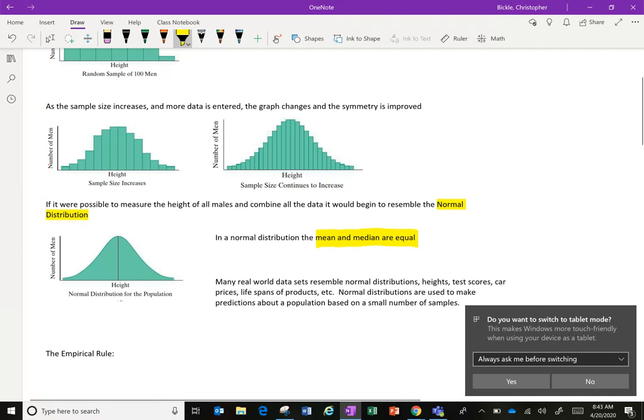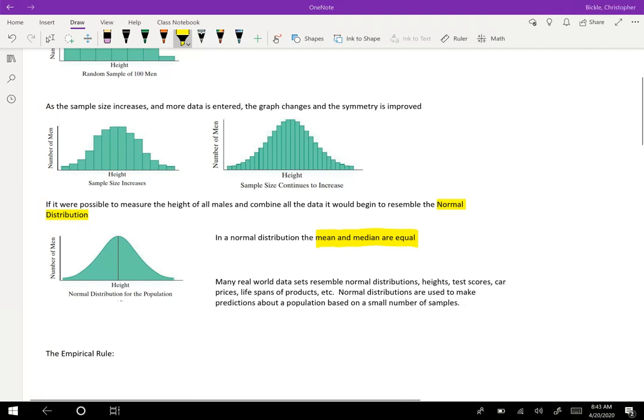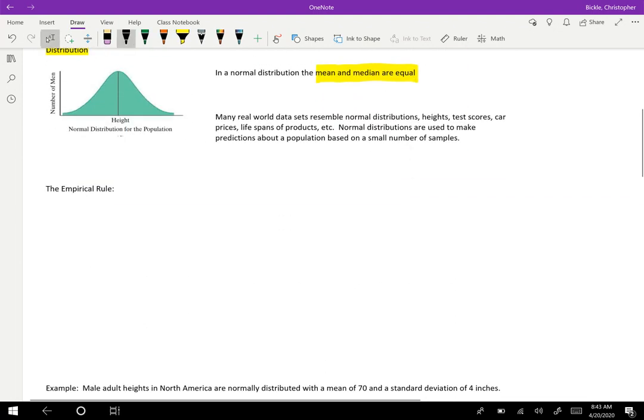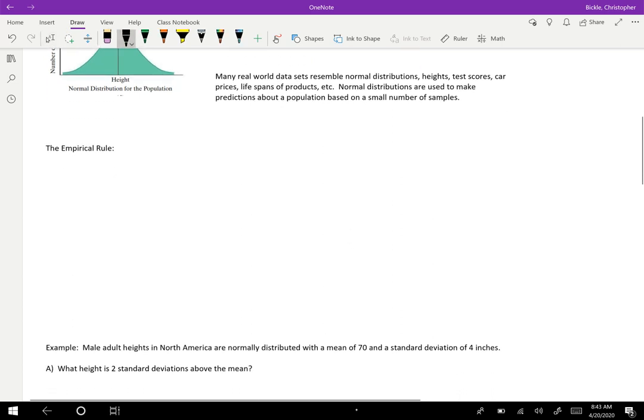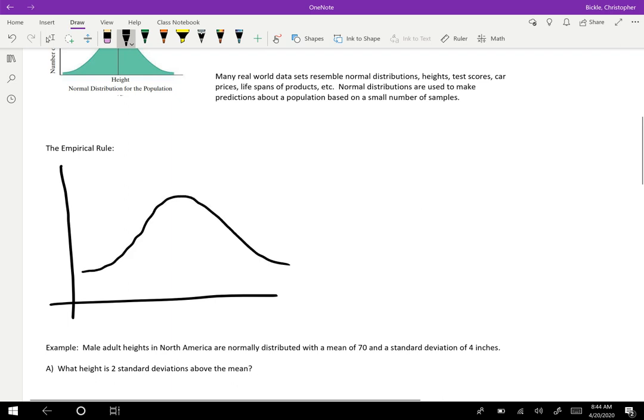So, sorry, I'm going to switch over to tablet mode here. The empirical rule. If we were to look at a graph of a normal distribution, now this isn't going to be perfect because this is mine, but if we put an axis there, an axis there, and I'm going to do my best to draw it. Oh, that's going to be bad. Let me try this again. Okay, so that's going to be my normal distribution. It's not perfect, but that's going to work.